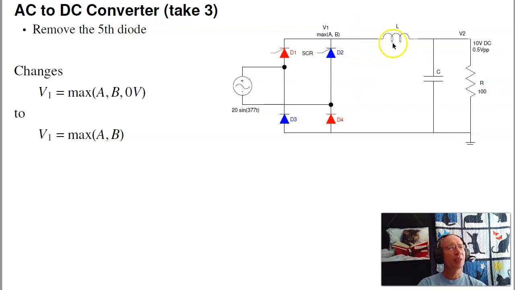What's happening is the inductor keeps the current flowing. If diode 1 hasn't been turned on yet, then diode 2 has to stay on. Even if the input voltage goes negative, diode 2's got to stay on. So I can't get negative voltage for V1.